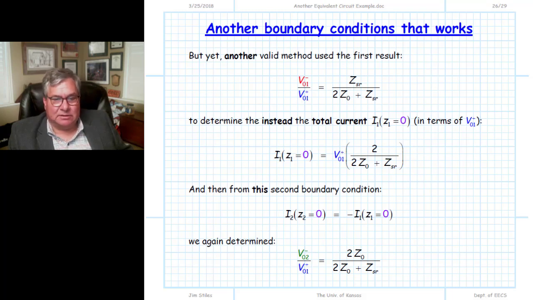Finally, for the last two methods, instead of finding the voltage at the end of the first transmission line, we determined the current at the end of the first transmission line, once again in terms of V01 plus. Once we found that current I1, we could propagate it across to determine either the current I2 or the voltage V2. With the current, we found this result. Again, the same exact expression as before.